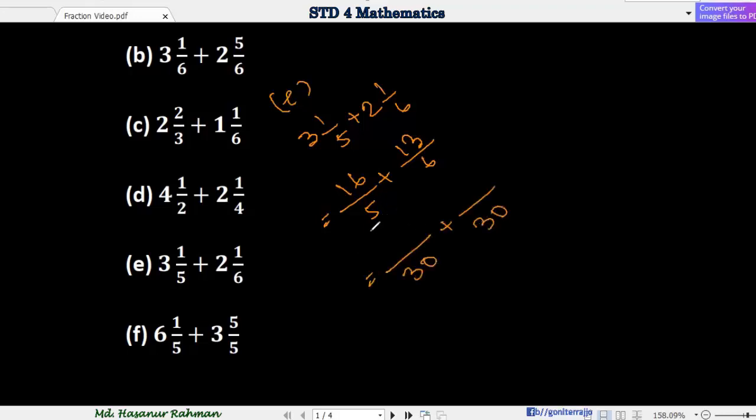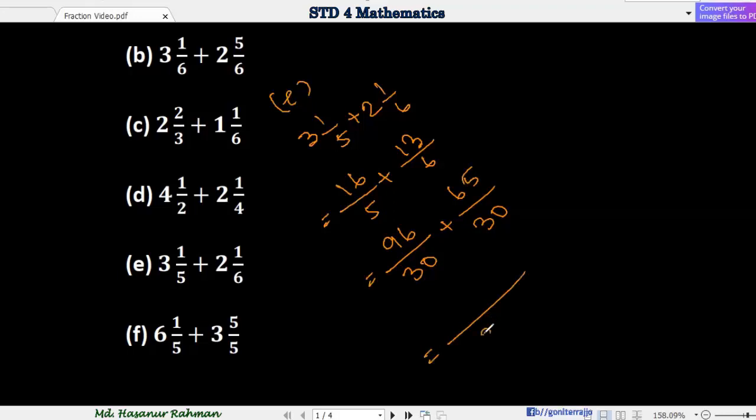So we're just converting this denominator into 30, this denominator into 30. That means 5 multiplied by 6, 30. So 6 multiplied by 16 should be 96. And 6 multiplied by 5, that is 30. So 13 multiplied by 5 should be 65.